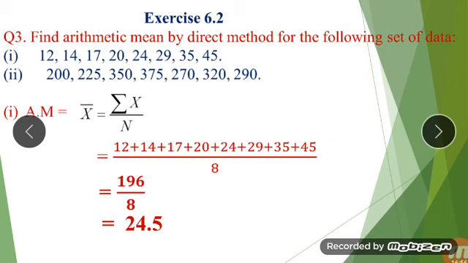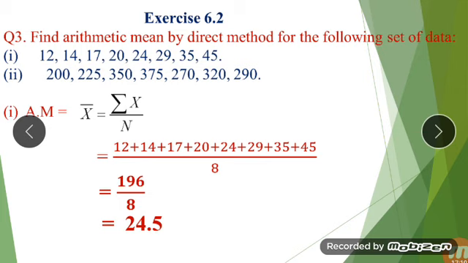When we add these with the help of a calculator, we get the result as 196 divided by 8. When it is divided by 8, we get the mean 24.5. So this is the arithmetic mean.